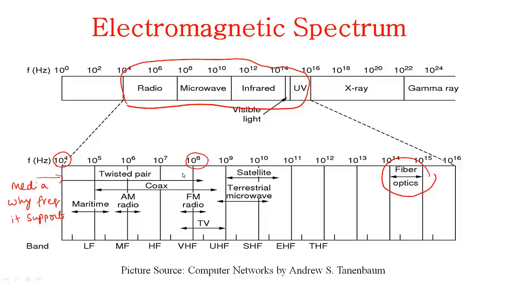In terms of wireless, it can support a whole range of frequencies, but typically some portion of this band is allocated for specific purposes. So for example, the frequency band here has been allocated for FM radio. The frequency band here has been allocated for AM radio, and the frequency band here is allocated for TV, and here for satellite, so on and so forth.